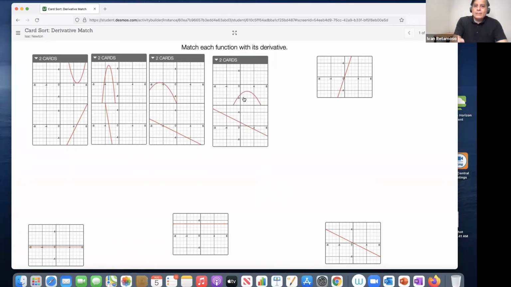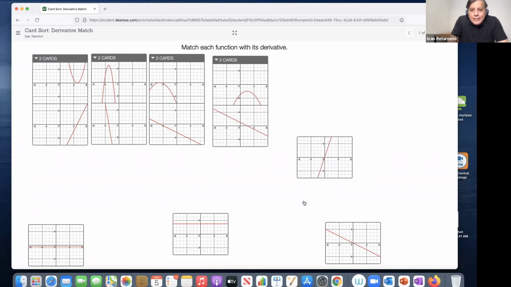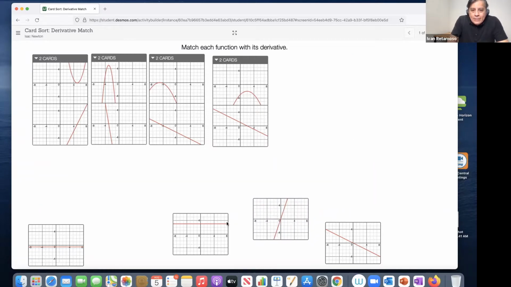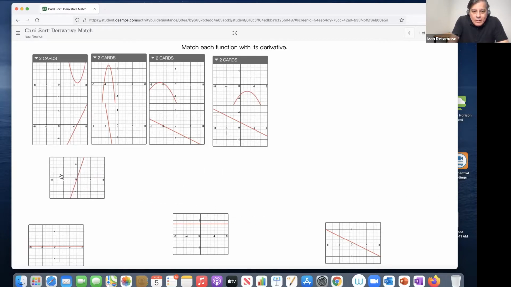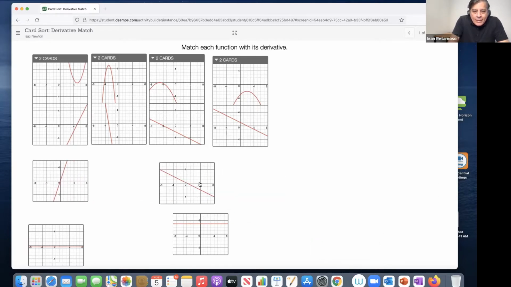Excellent. I ran out of parabolas, so now I am going to deal with lines. But a question for you guys, look, I have 2 oblique lines here, right? And I have 2 horizontal lines here. Which one do you think I should put on the top? An oblique line or a horizontal line?